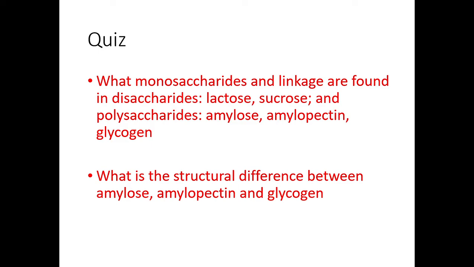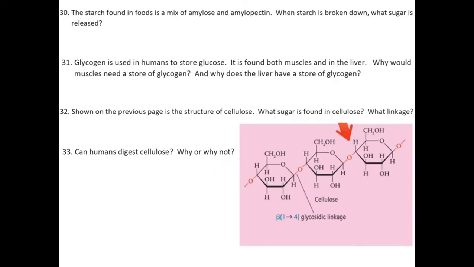Okay, so now let's look at question number 30. Starch is composed of amylose and amylopectin. All right, so again, it's used by plants. And when starch is broken down, what sugar is released? Well, it is D-glucose. Okay, we only use D sugars.